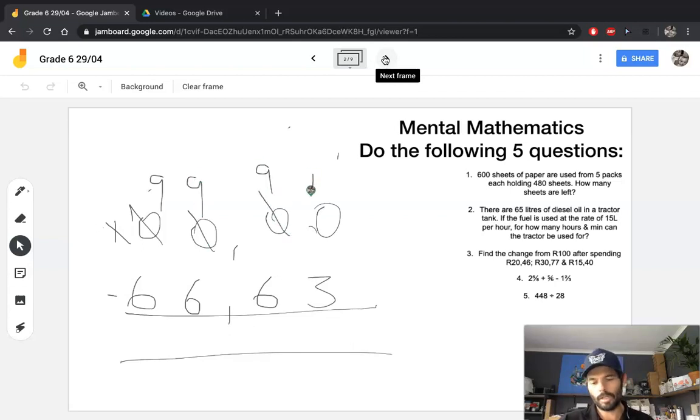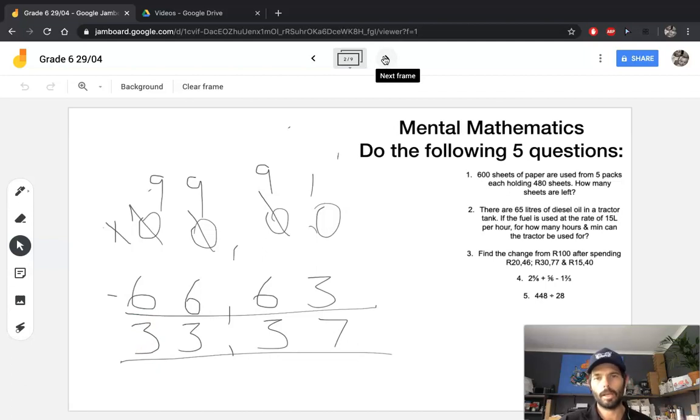So eventually I've got 10 minus 3 is 7. 90 minus 60, or we say 9 minus 6 is 3. 9 minus 6 again is 3. And 9 minus 6 again is 3. So 33 Rand 37 change.